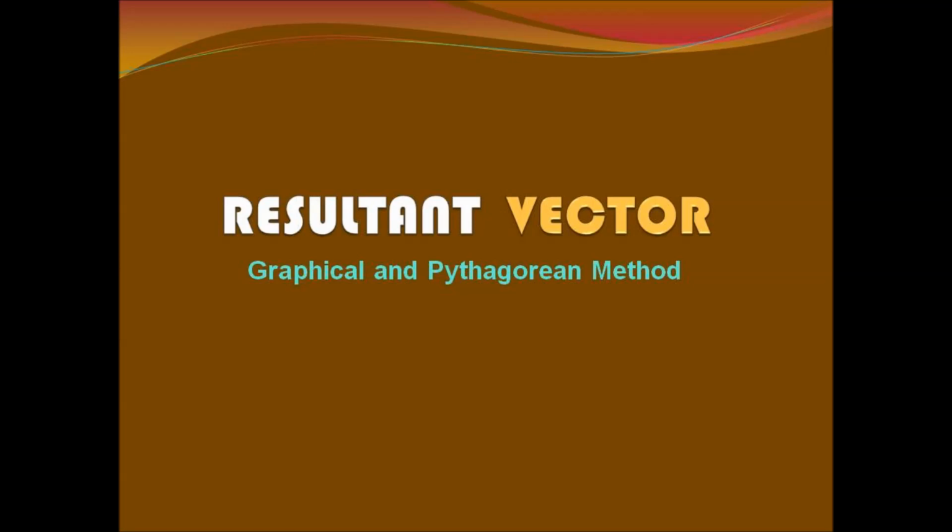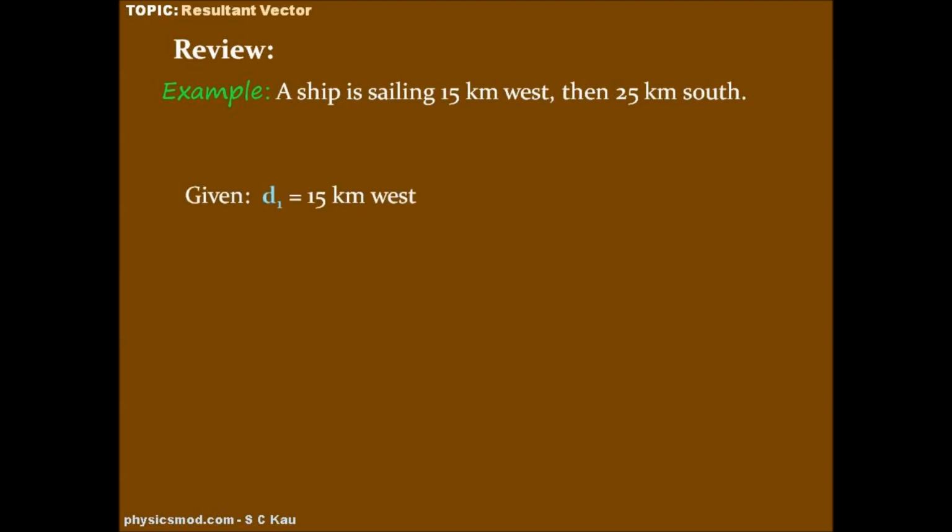Resultant vector. Using the graphical and Pythagorean method. Let's have a review. A ship is sailing 15 kilometers west, then 25 kilometers south. There are two given displacement vectors, d1 and d2.